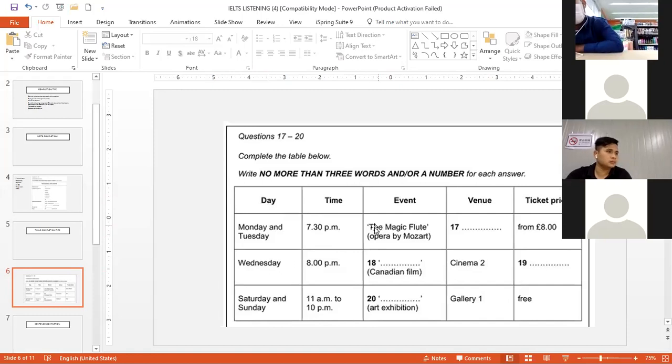Venue. I am not clear about venue. Let others mention their idea. Venue is the location where things take place. That's called venue. Like the venue of the party, for example.